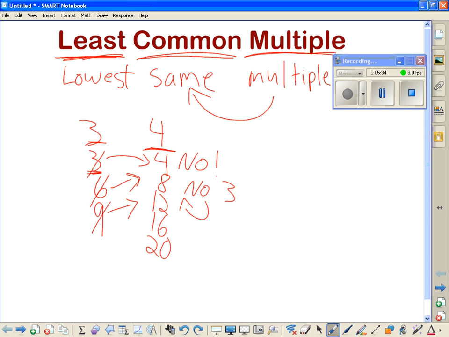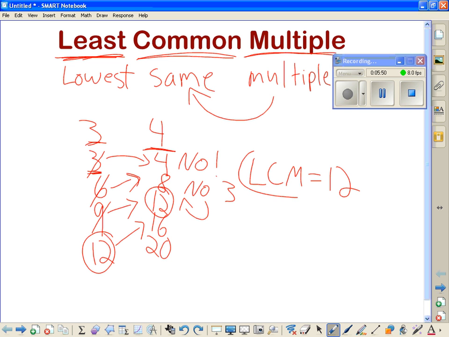We're going to move on to 12. Do you see 12 on this side? And the answer is yes. You see 12 right here. So then that means 12 is our least common multiple. It is the lowest multiple that both 3 and 4 have that is the same.